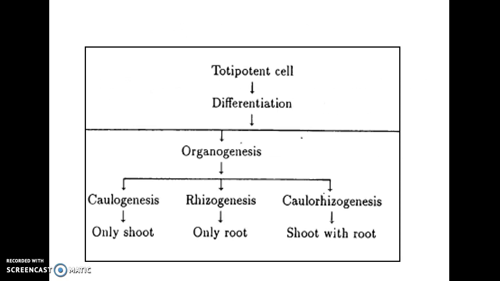Now you tell me, which type of explant can be used for caulorhizogenesis? That means you will get shoot and root at a time. There is no only shoot or root.